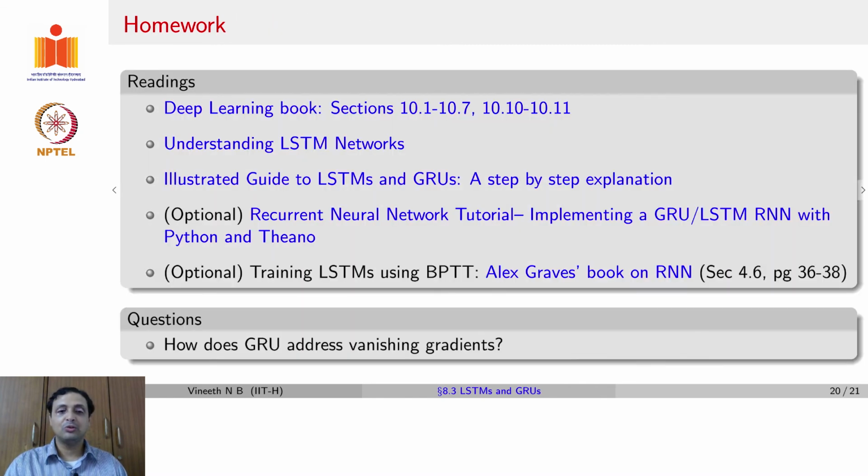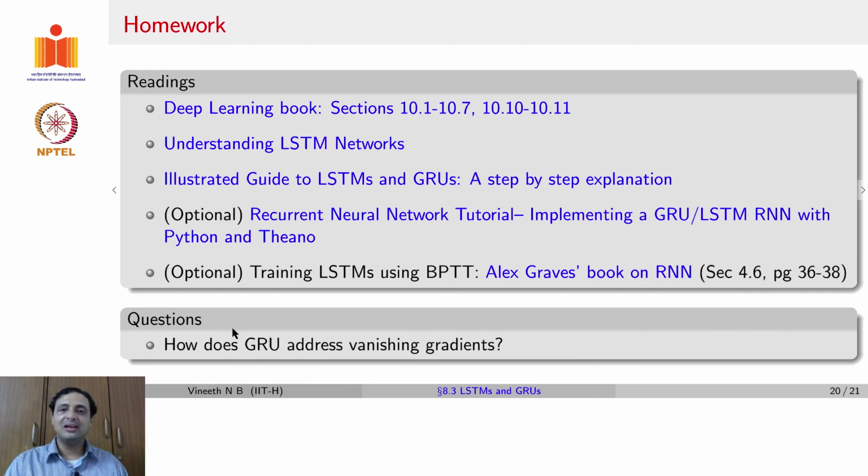Your homework would be to continue to read chapter 10 of the deep learning book and these nice links on understanding LSTMs and GRU networks. And if you'd like to understand how LSTMs are trained using backpropagation through time, this is Alex Graves' book on RNNs. Alex Graves, as we said, was responsible for designing the first LSTM. And there is also a nice code tutorial here if you'd like to understand the hands-on side. You would have assignments to also get hands-on experience, but if you'd like to go through this, you can.